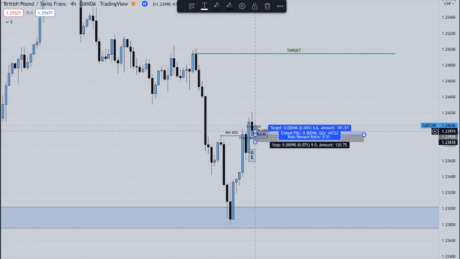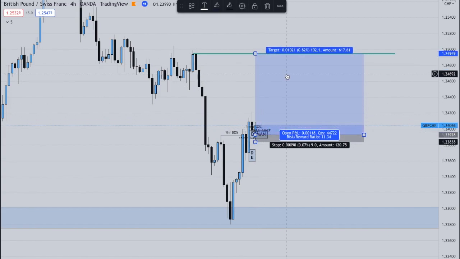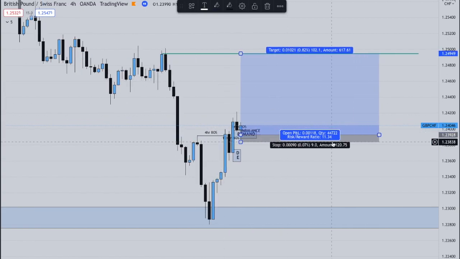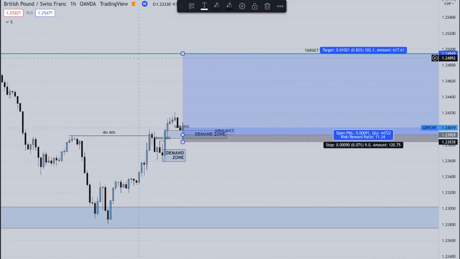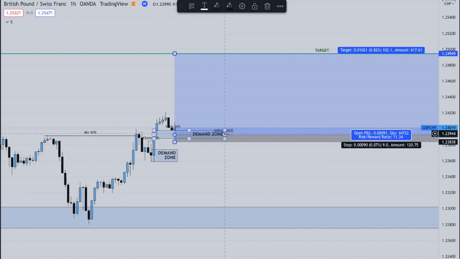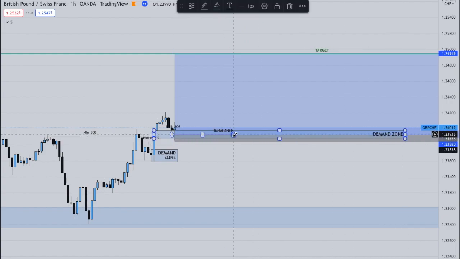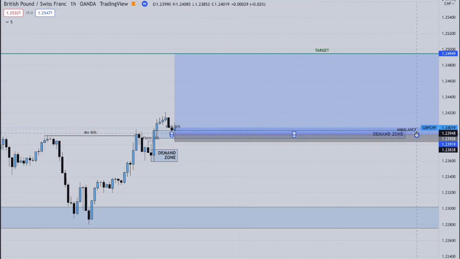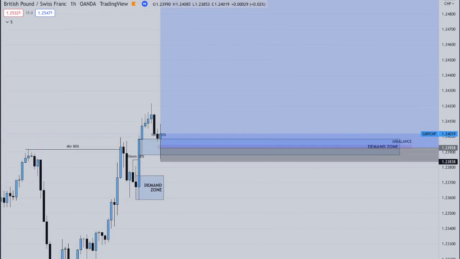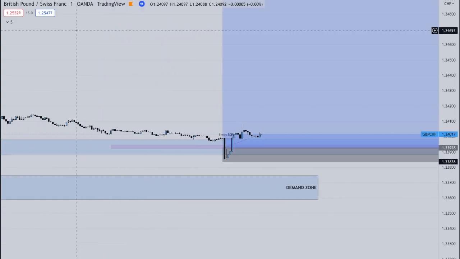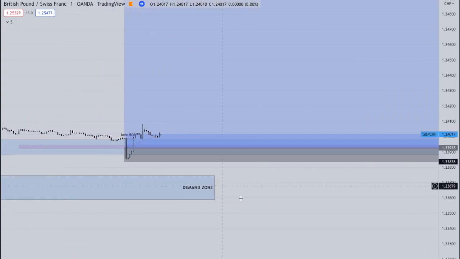Move our long tool over. Target there, which is over 100 pips. Okay. Let's break this down so we can kind of look at this. Move this over so we get a clearer picture of where our entry is. Drop back down to the 1 minute so we can see price play out.